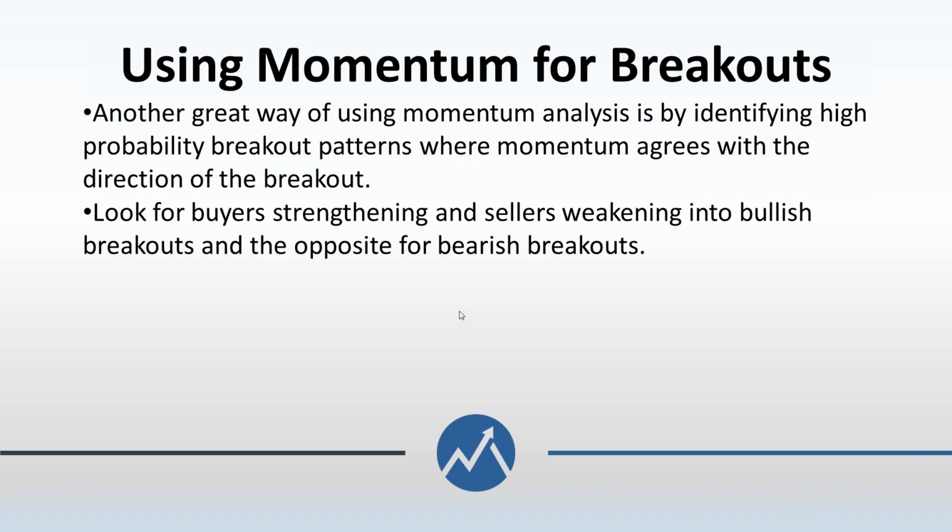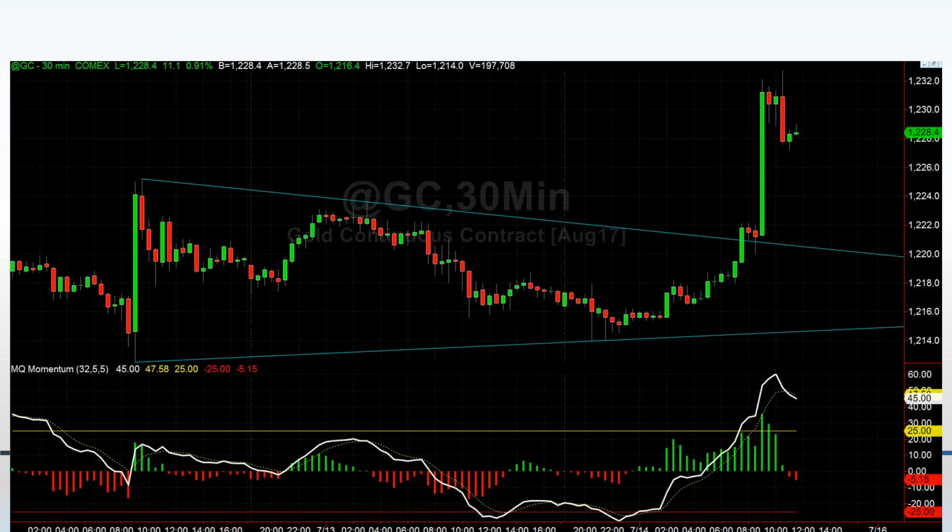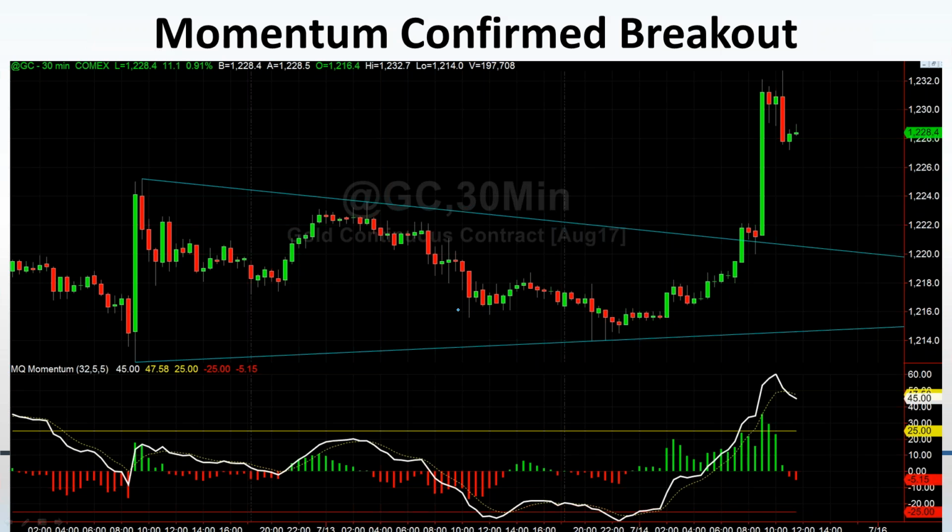So what we'll look at, this is gold. This just happened the other day as well. Gold was inside of a pennant pattern. How do we know it was a pennant pattern? Because we had narrowing range. The highs and lows were narrowing.